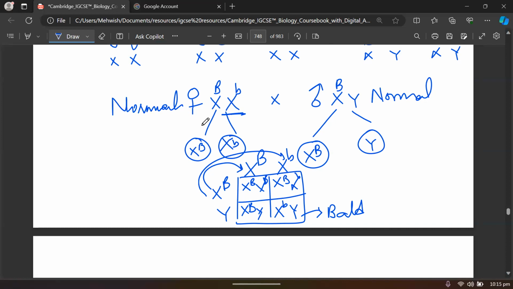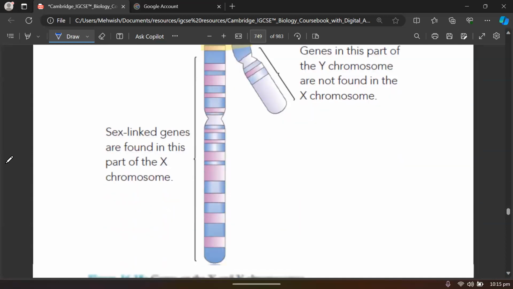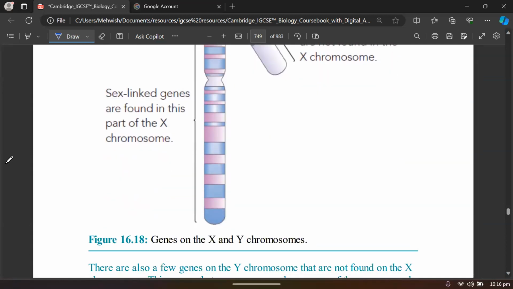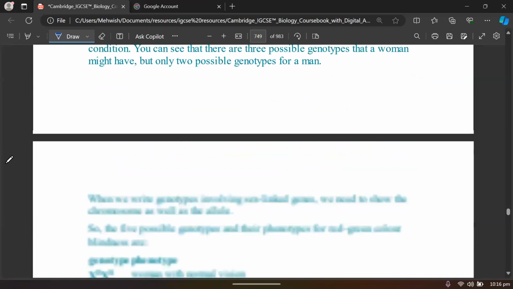This son is bald because of the mother, because the mother had this recessive allele and she has contributed this X small b to her son. So this is one example. Another example I can give is thalassemia. Another example I can give is color blindness. That is also one of the sex-linked genes.